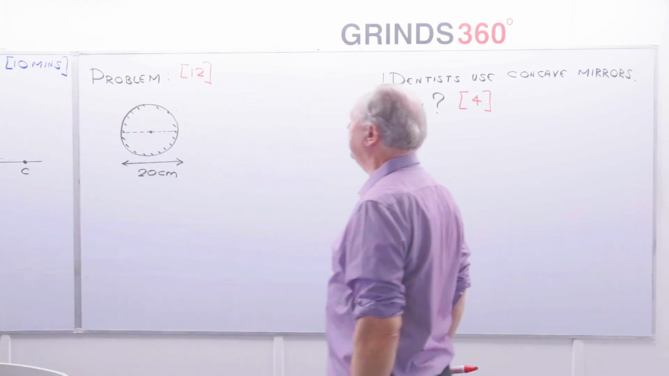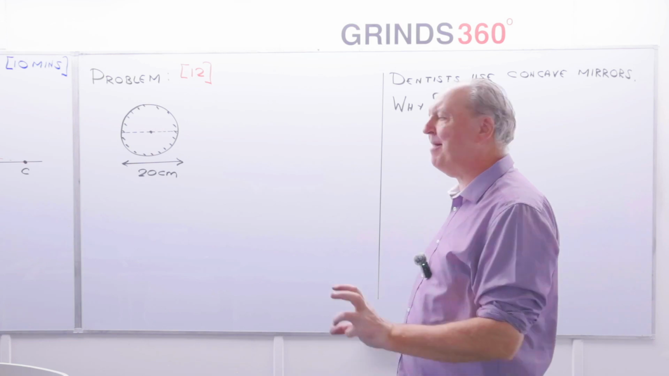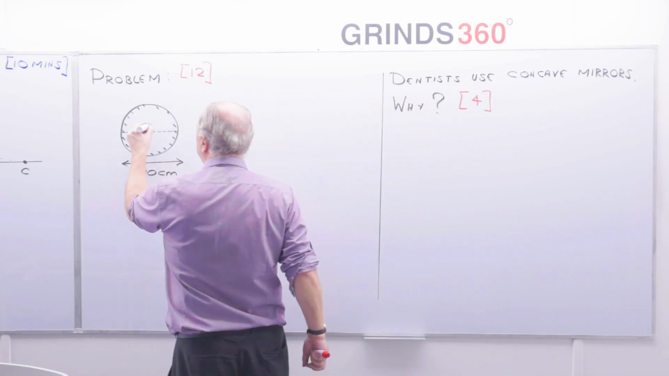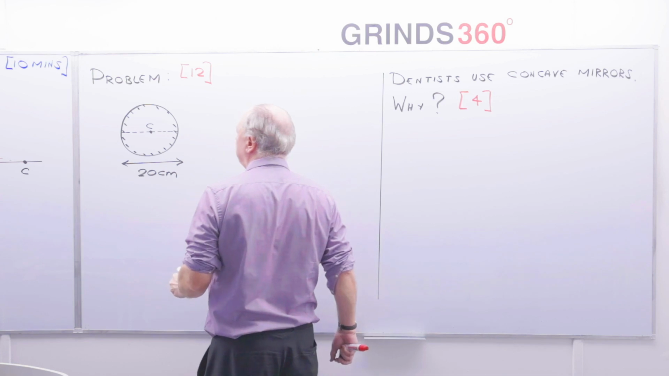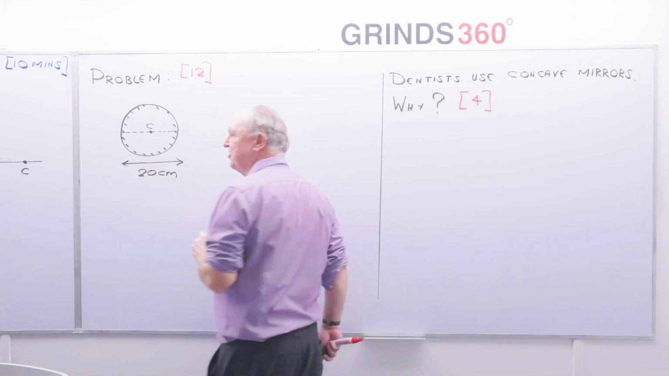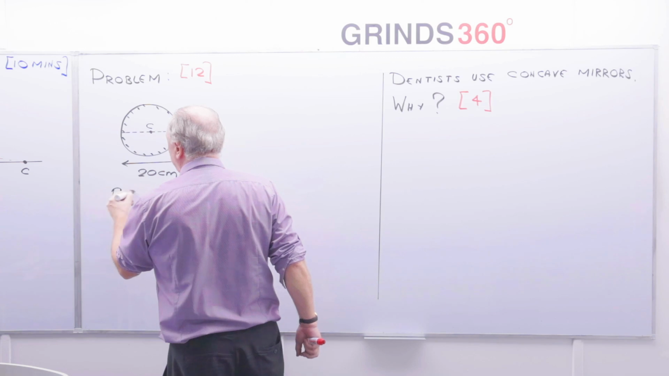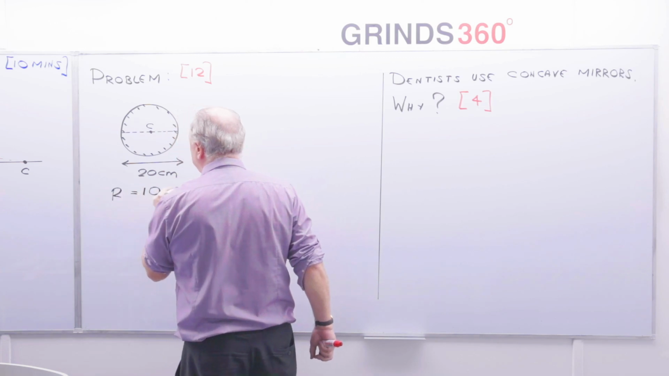So there's a picture of my decoration. The diameter is 20 centimeters. That means there's a center of curvature. The radius of curvature will be half of that. The radius, let's say, we'll call R, is 10 centimeters.